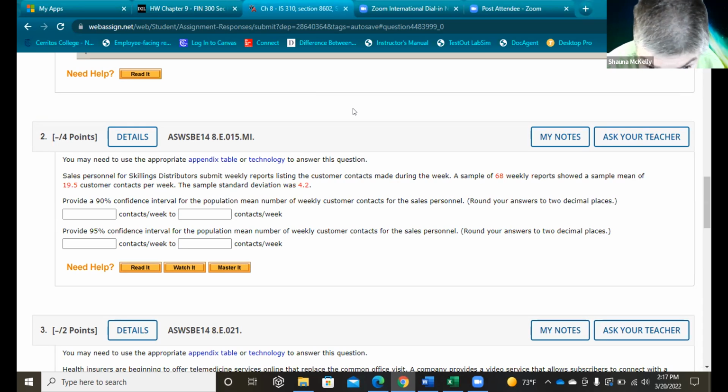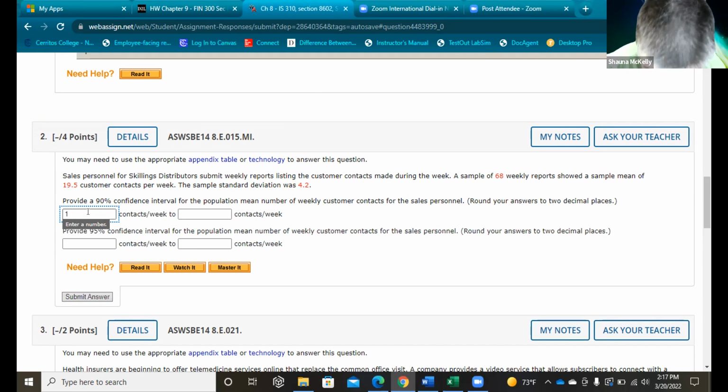Now, the thing is, I don't know if they want you to do a T or a Z, so this could be off. It says 90 now, so change your confidence level to 0.90 and calculate that. I get 18.15, comma 19.85.